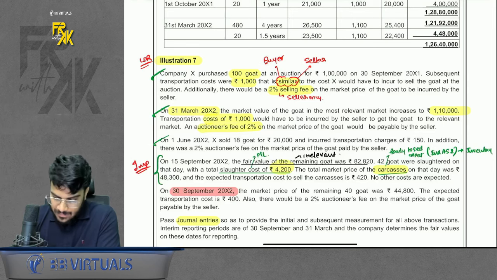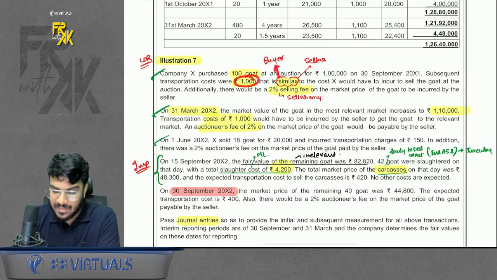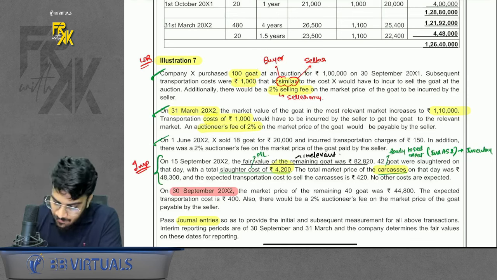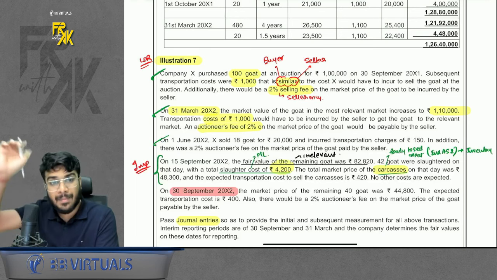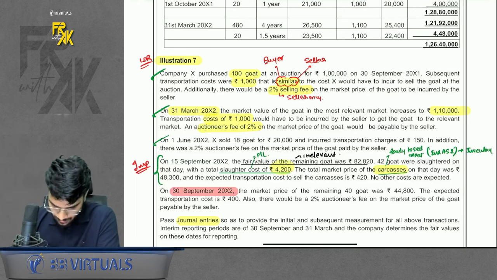Now whenever it says transportation cost similar to the cost S would have to incur, I gave you a hint. Whenever they are using the word similar, that means this is a buying cost as well as the selling cost. Whenever it is a buyer's cost, you will add to cash bank. Whenever it is a seller's cost, you will reduce from fair value to compute FELCTS. Remember my FR with this AK exclusive hint? Okay, sir. And there is a 2% selling fees incurred by the seller also.